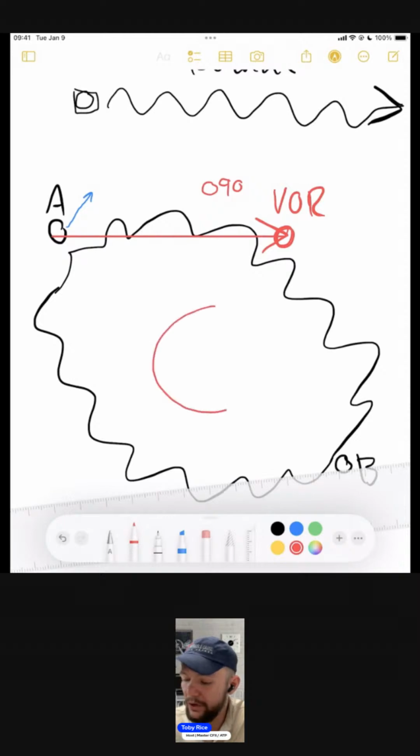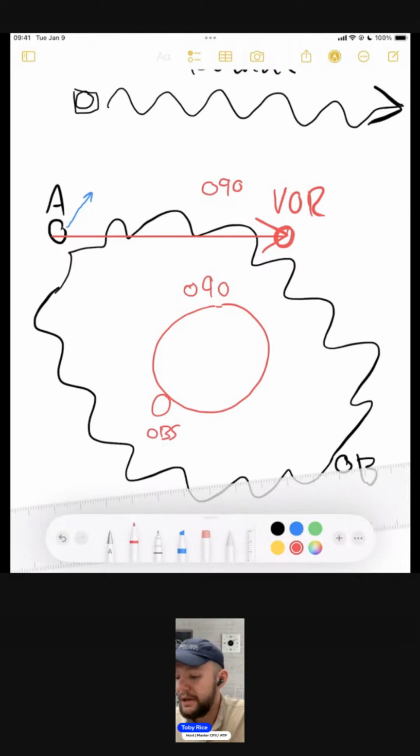Basically, I would tune the course that I want to fly to the VOR, which is a course of 090. I would tune that to the top of my VOR indicator with my omni-bearing selector, which is called an OBS. You guys will learn about that in your instrument training if you haven't already. I will tune the course that I want to go to the station in my box.